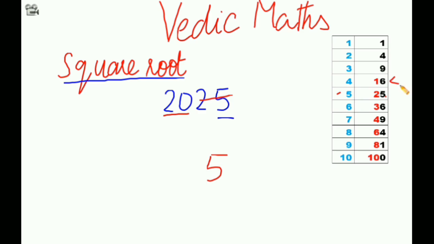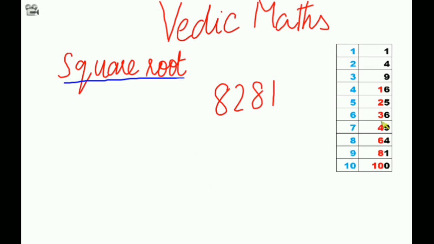Next, 25, the last digit is 5. So 5 is in 5. 20, 16 is lesser. So 45 is the square root of 2025.